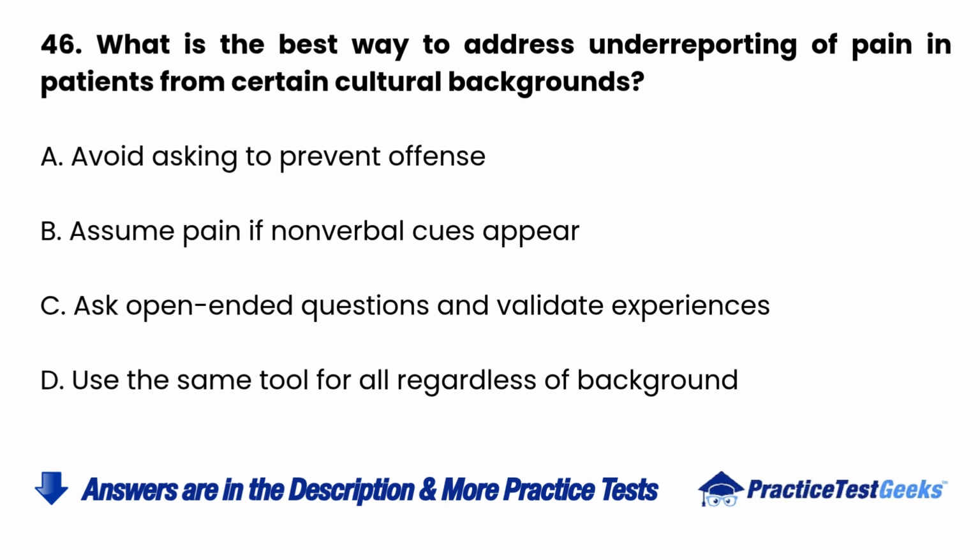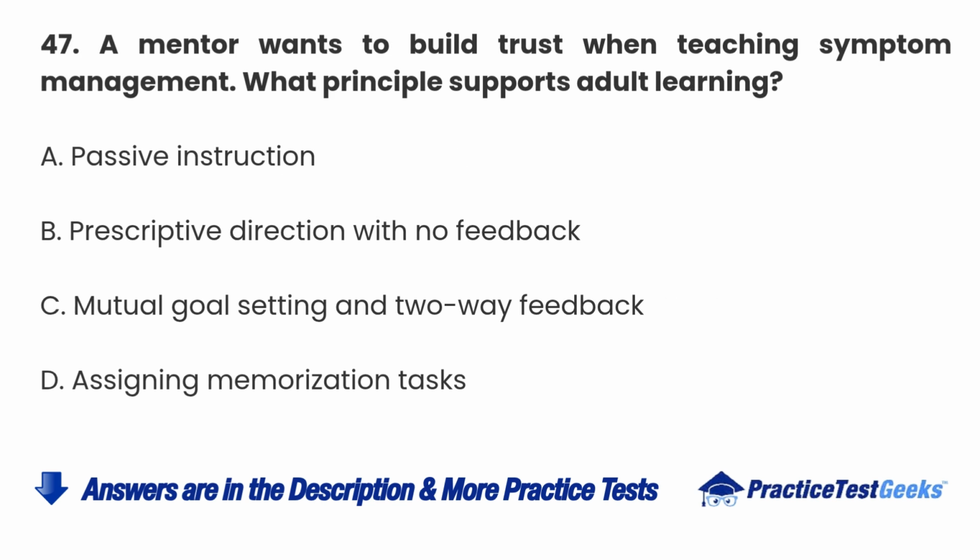46. What is the best way to address underreporting of pain in patients from certain cultural backgrounds? A. Avoid asking to prevent offense. B. Assume pain if nonverbal cues appear. C. Ask open-ended questions and validate experiences. D. Use the same tool for all regardless of background.